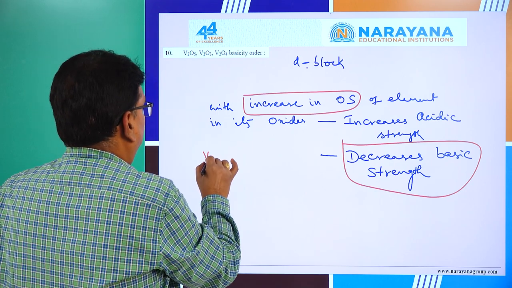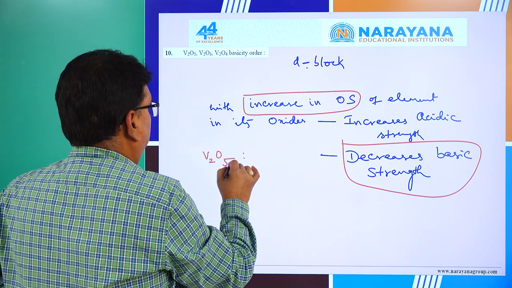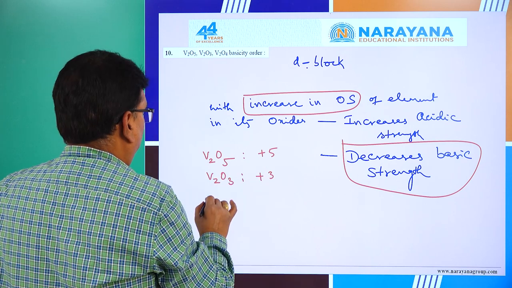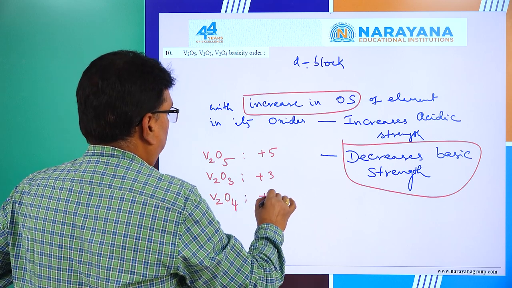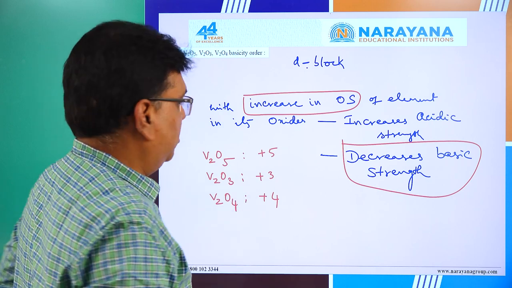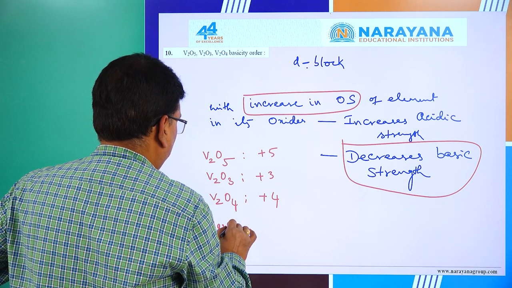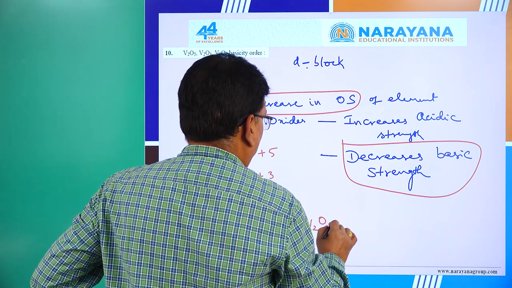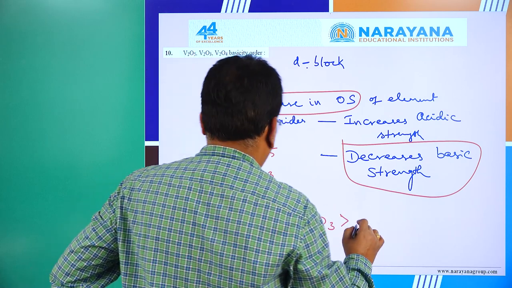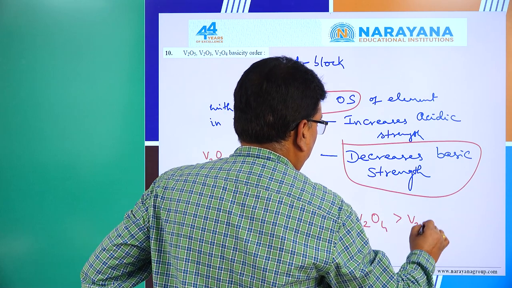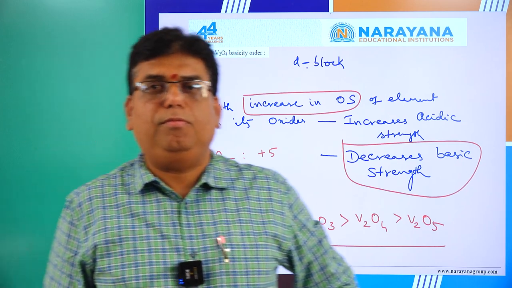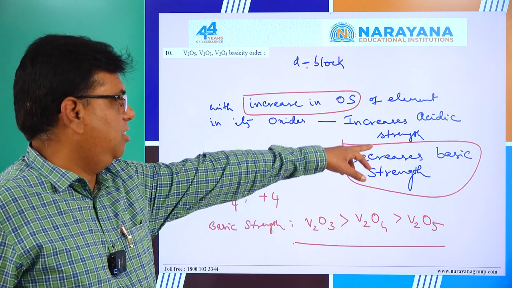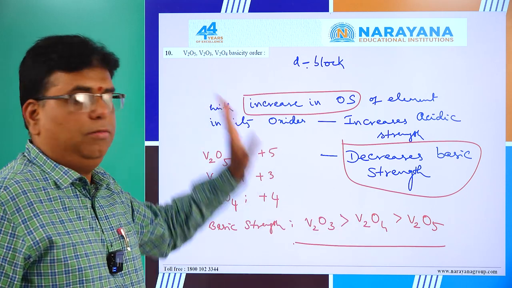Now V2O5, the oxidation state of vanadium is plus 5, V2O3 oxidation state is plus 3, V2O4 plus 4. So, the oxidation state of V2O5 is highest. So, basic strength of V2O3 is greater than V2O4, greater than V2O5. Okay? Straight question, theoretical, no calculation, nothing. Increase in oxidation state increases acidic strength or decreases basic strength, D block, right.